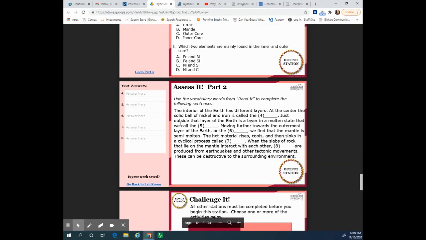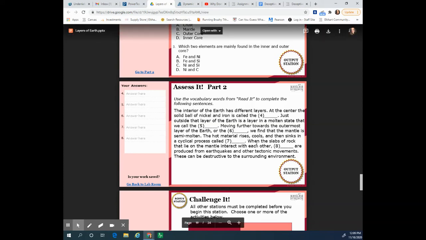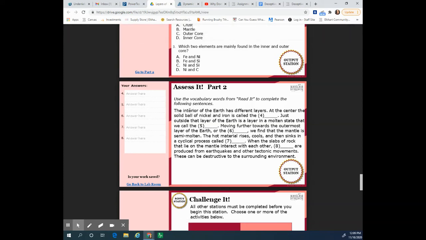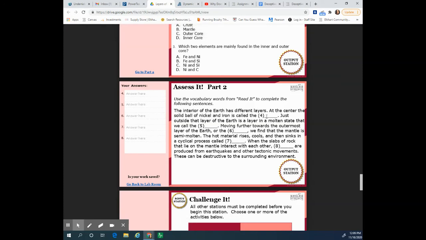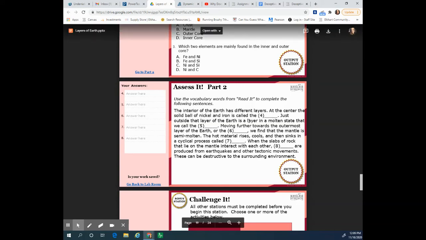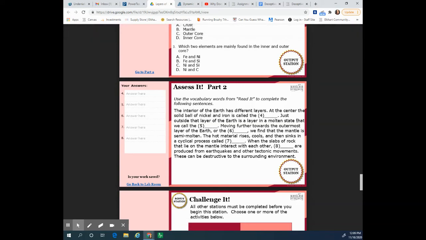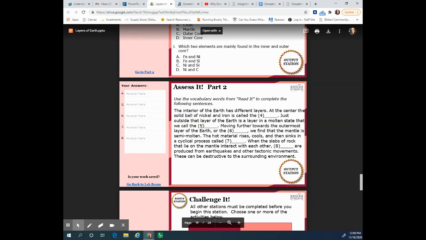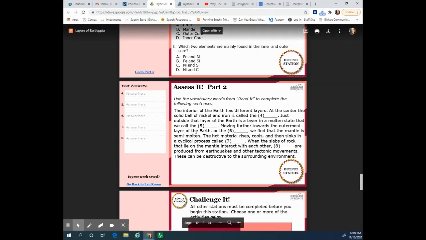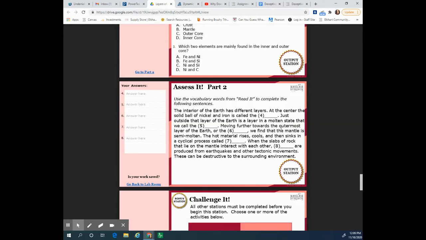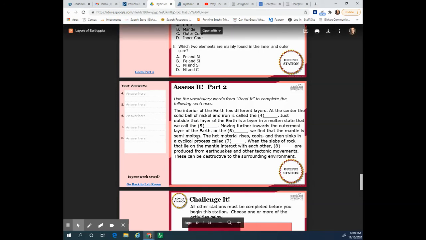You're going to choose those words and decide where they fit best into this paragraph that says the interior of the Earth has different layers. At the center is a solid ball of nickel and iron called the blank. Just outside the inner layer of Earth is a layer in a molten state that we call the blank. Moving towards the outermost layer of Earth, or the blank, we find the mantle, which is semi-molten.